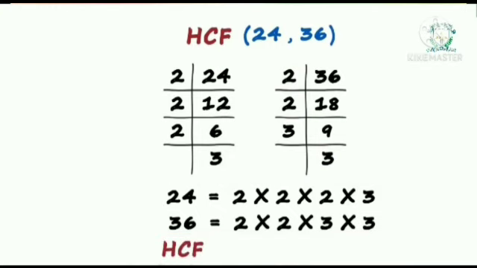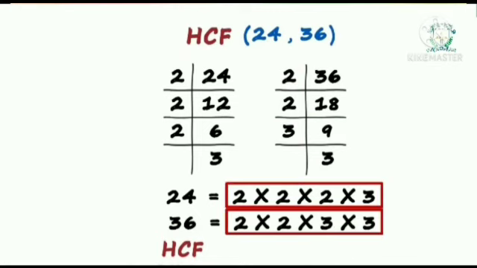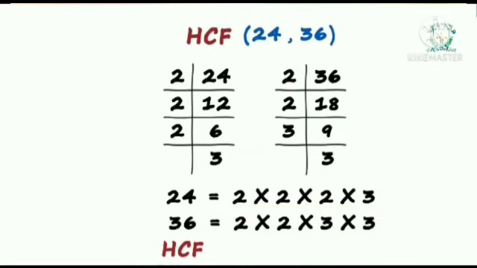How does this give HCF? To find HCF, we must multiply prime factors that are common to both the numbers. 2 is a common factor to both. So we write 2 one time.